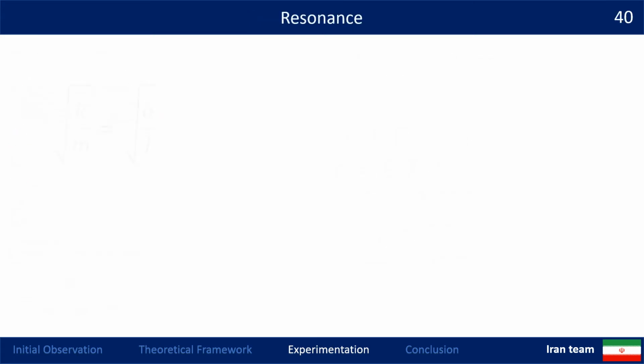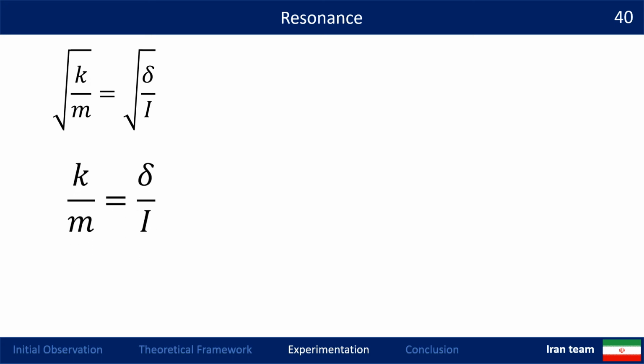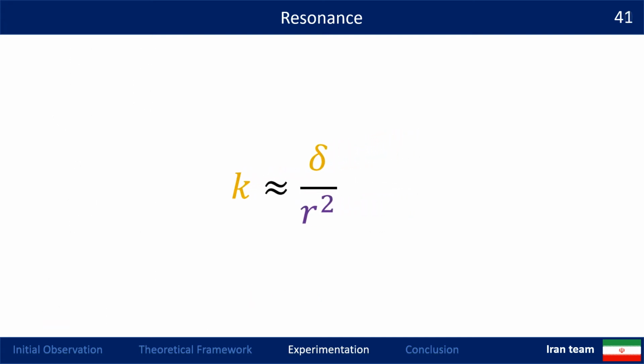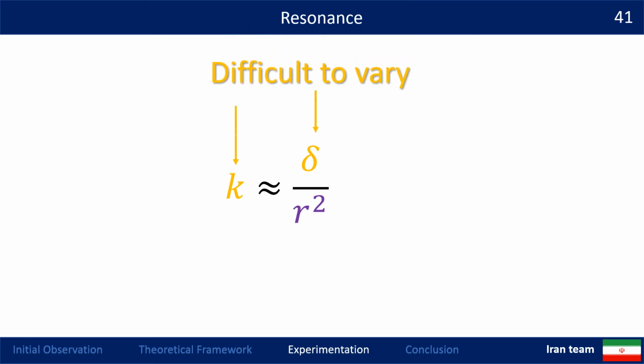And finally, now we will simplify the resonance. We discussed that resonance occurred when the square root of k over m was equal to the square root of delta over I. Now we can simplify this to a much easier equation, which states that the spring constant k has to approximately be equal to the torsion constant of the spring, delta, over r squared. Now, k and delta are very difficult to vary. But r squared is very simple to vary. So we decided on varying that in our experiments.